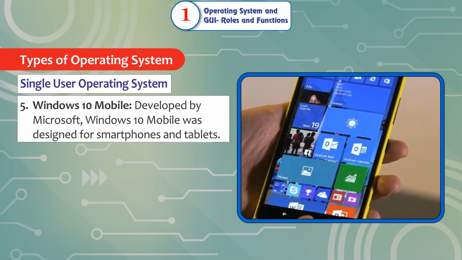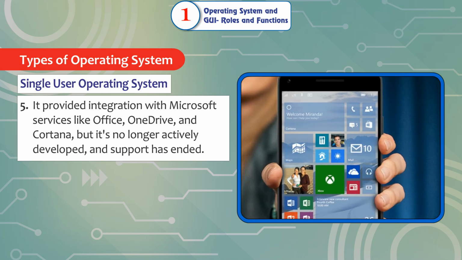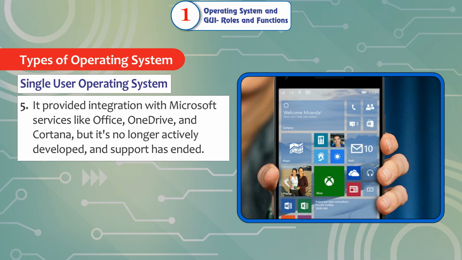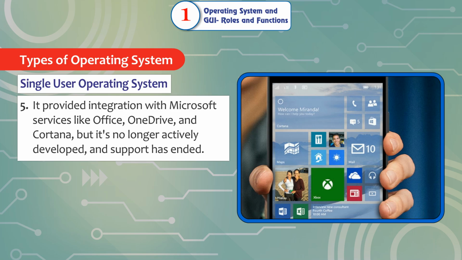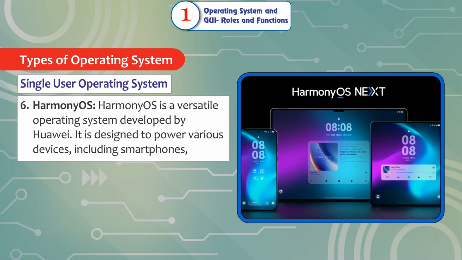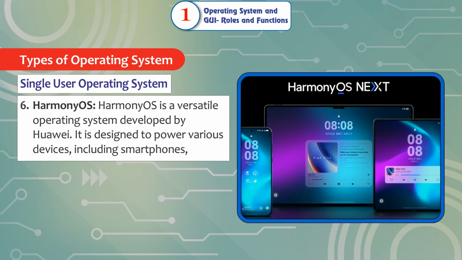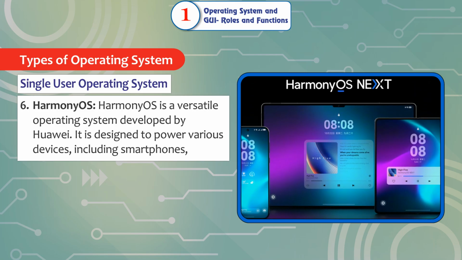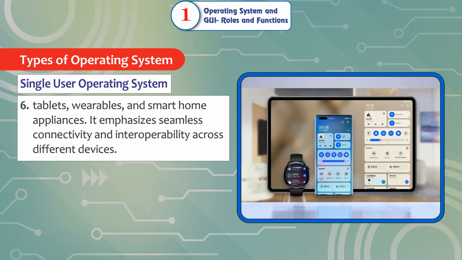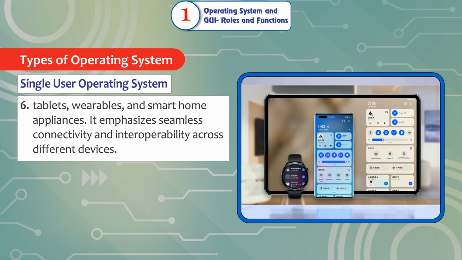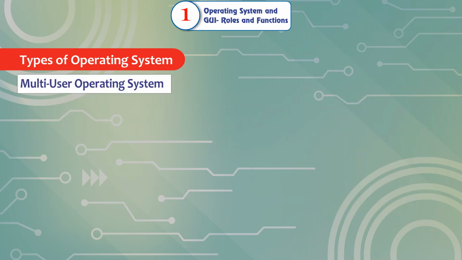5. Windows 10 Mobile. Developed by Microsoft, Windows 10 Mobile was designed for smartphones and tablets. It provided integration with Microsoft services like Office, OneDrive, and Cortana, but it's no longer actively developed and support has ended. 6. Harmony OS. Harmony OS is a versatile operating system developed by Huawei. It is designed to power various devices, including smartphones, tablets, wearables, and smart home appliances. It emphasizes seamless connectivity and interoperability across different devices.